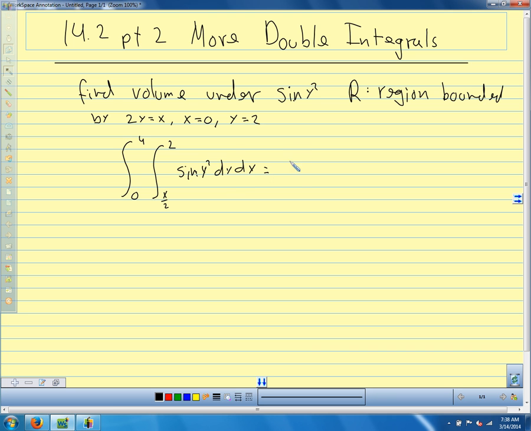And that is the same. We set it up for both orders of integration: 0 to 2, 0 to 2y, sine y squared dx dy. And my question is, which one do we evaluate and why?